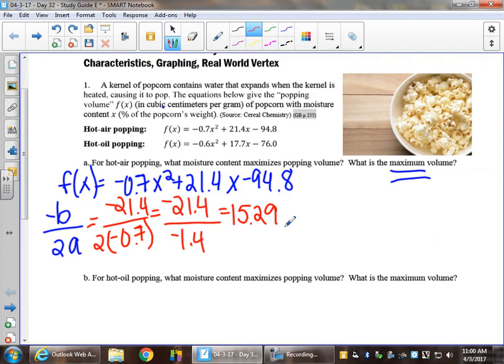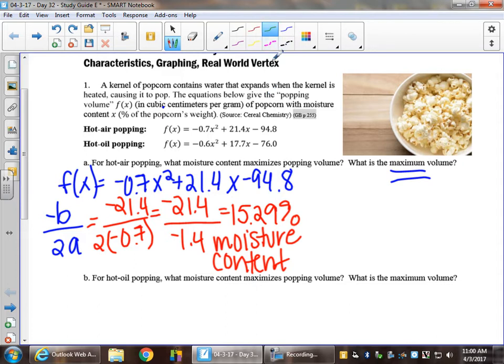The x value, but what is the x value in words? The percentage of the popcorn's weight, or moisture content. So 15.29% moisture content. Let's just do 2 decimal places for now. Okay? Now, are we done? No.